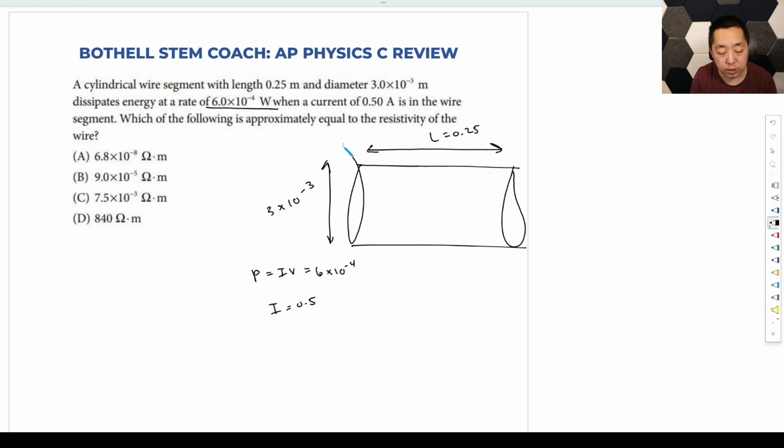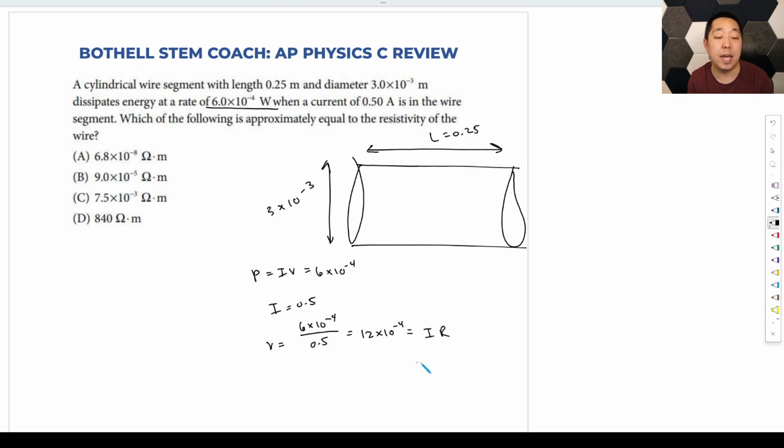Okay, so how is this all related? Well, here we can find the voltage, right? Because we know the current is 0.5, so I times V is this. We know the voltage across here. When we apply the voltage across here, we're going to get 6 times 10 to the negative 4 divided by 0.5, which is going to be 12 times 10 to the negative 4 volts. Okay, now that is equal to I times R.